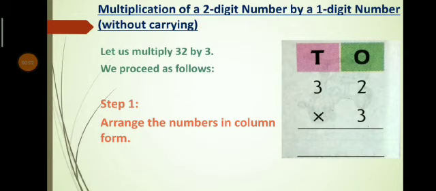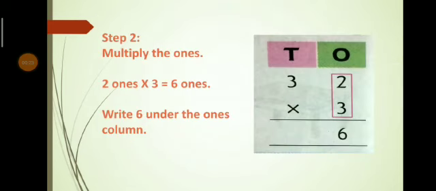Students, now let us learn how to multiply 2-digit number by 1-digit number without carrying. Let us multiply 32 by 3. Student, first of all, we will write the given numbers in column form. Then, we will multiply the ones. That is 2 ones by 3. We will get 6 ones. So, we will write 6 under the ones column.